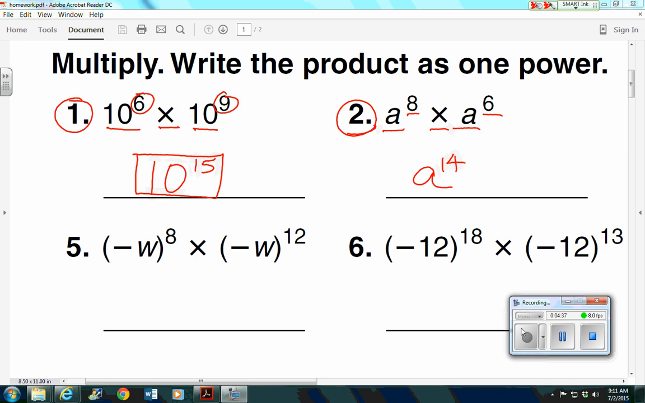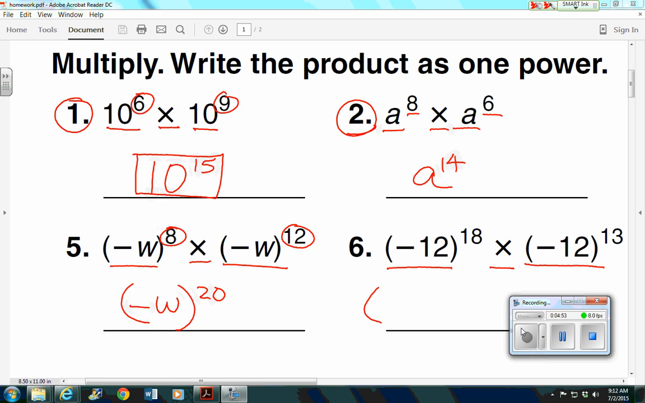Down here, same base and multiplication. So keep the base, add these exponents, negative w to the 20th power. Same base, multiplication. Keep the base, add these exponents, negative 12 to the 31st power.